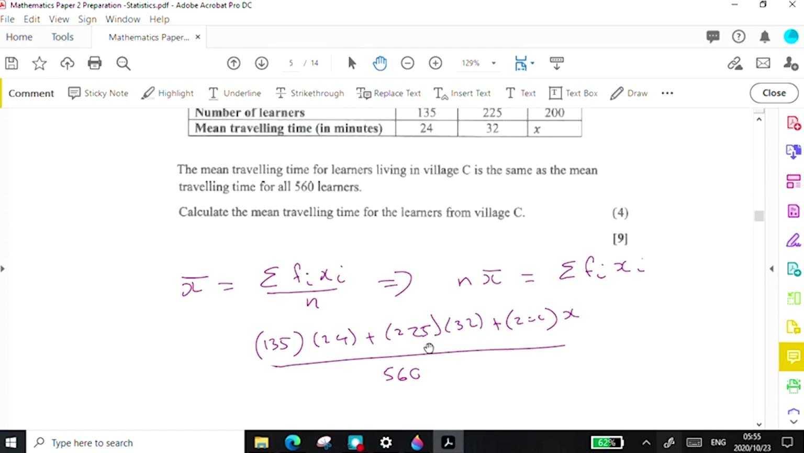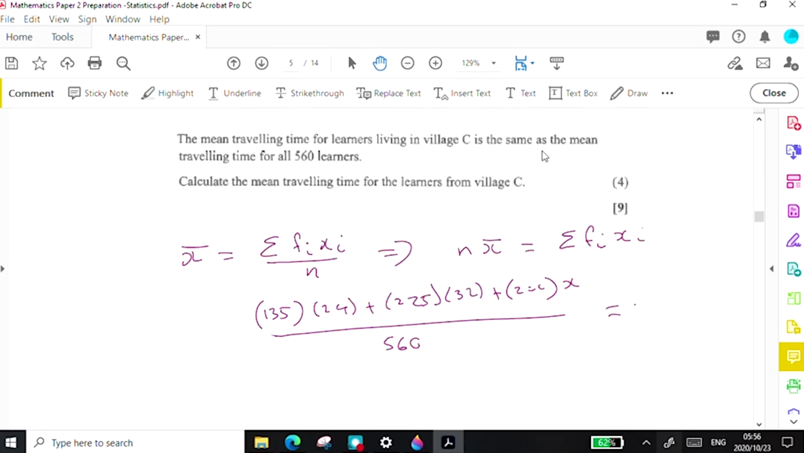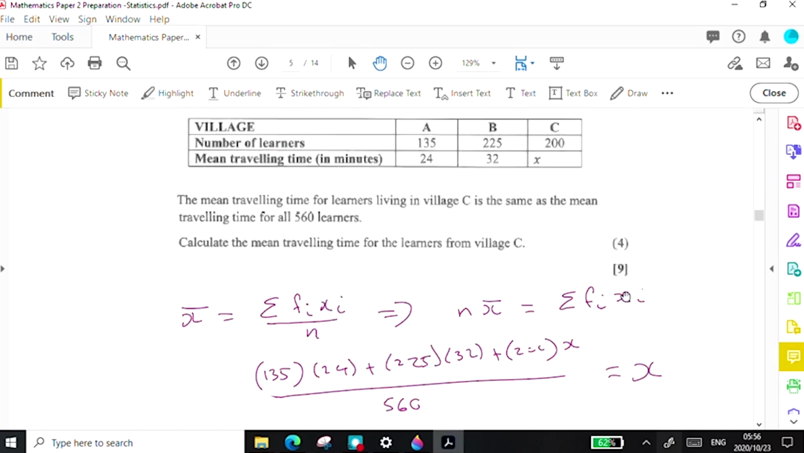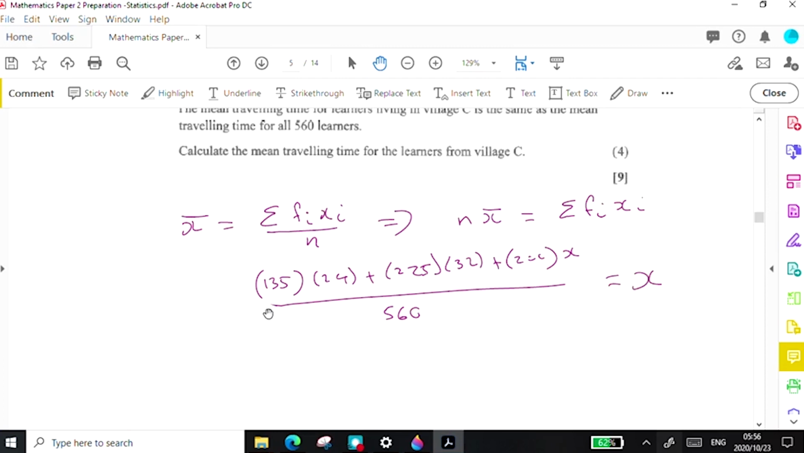And we are told that the mean for all learners is the same as the mean for learners in C. So this is the mean for all learners, and this is the mean for learners in C. So this should be equal to X. So the mean for all learners is equal to the mean for C. We have one equation and one unknown, so we should be able to solve for X.